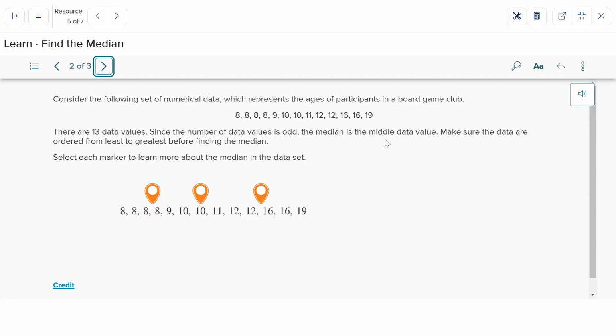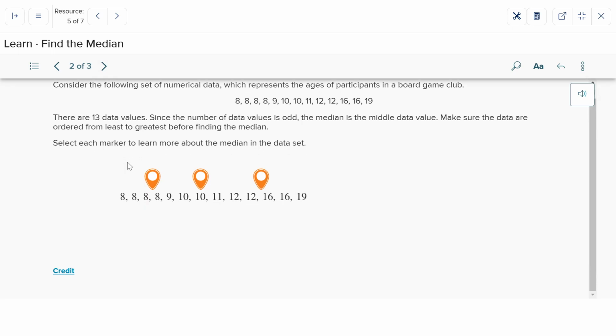So the median will be in the middle, the exact middle. We can find our median by going 1, 2, 3, 4, 5, 6, 7, and 1, 2, 3, 4, 5, 6, 7. I landed on 10 both times, so that is our median. Over here, there are 6 data values below the median, and over here, there are 6 data values above the median.